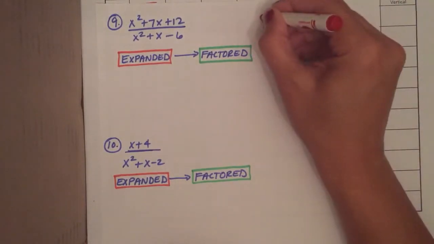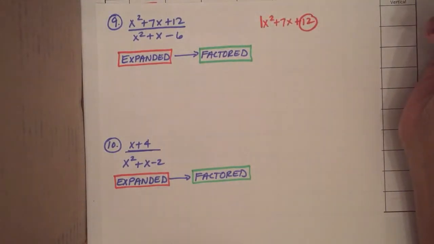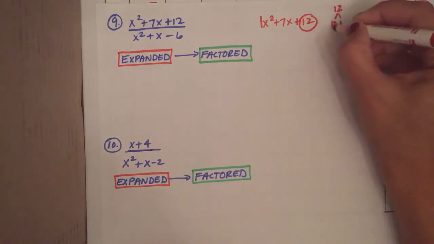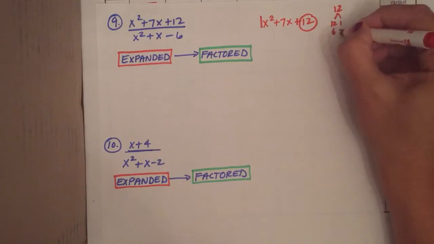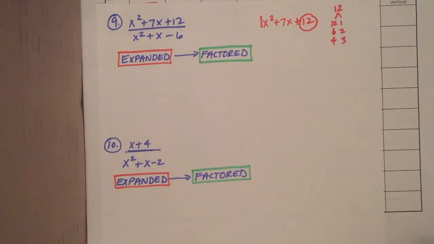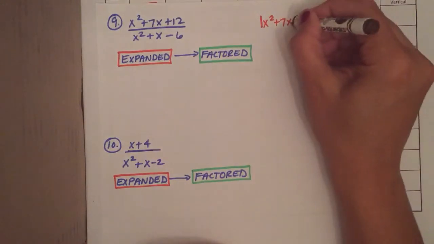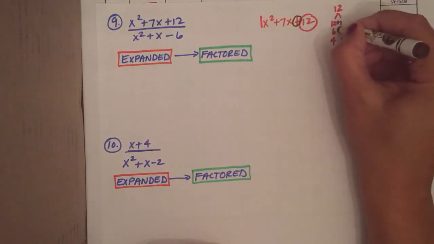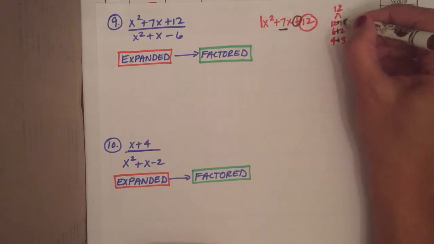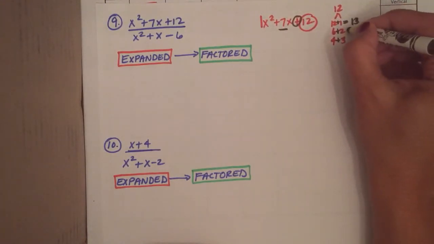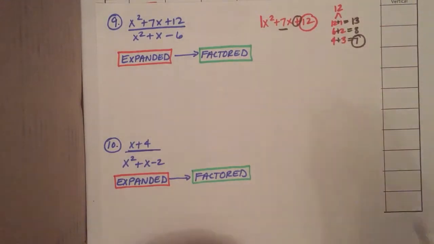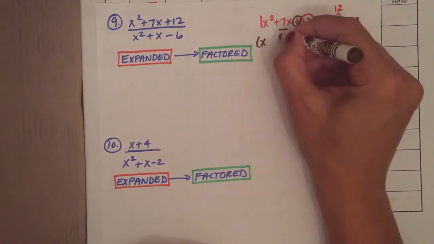I don't have to do the A times C because my A value is 1, so let's factor the 12. 12 is going to be 12 and 1, 6 and 2, and 4 and 3. So I'm going to look at the sign of my C term, which is plus. So these are all added. And I'm looking for two factors that add up to 7. So 12 plus 1 is 13, 6 plus 2 is 8, 4 plus 3 is 7. There we go.